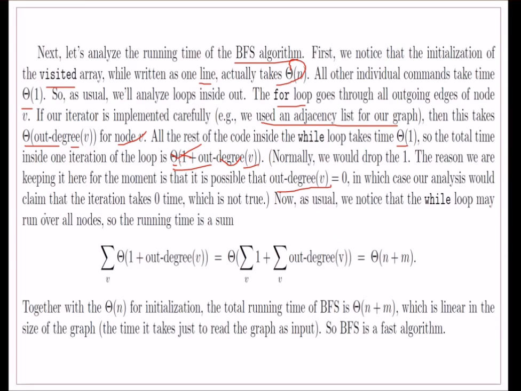And we notice that the while loop may run over all nodes, so the running time is a sum. How? This will be sigma theta of 1 plus out degree, and the sigma for both of them, this will be n, this will be m, and together this will be theta n only. So the total running time of BFS will be theta n plus m, which is linear in the size of the graph. That is why BFS is a fast algorithm.